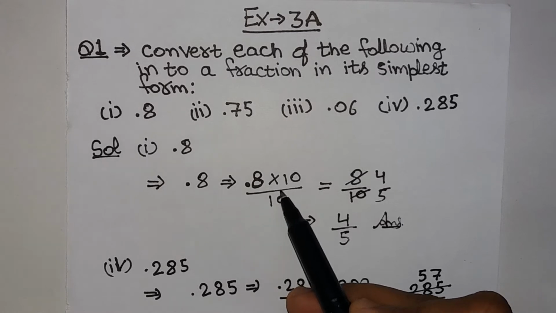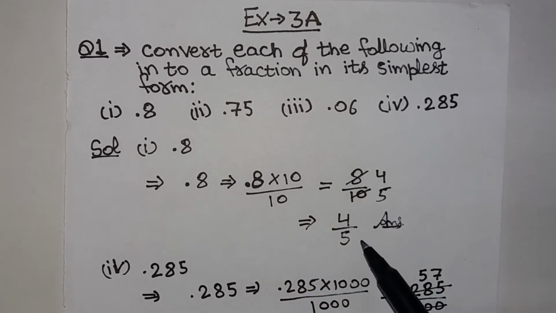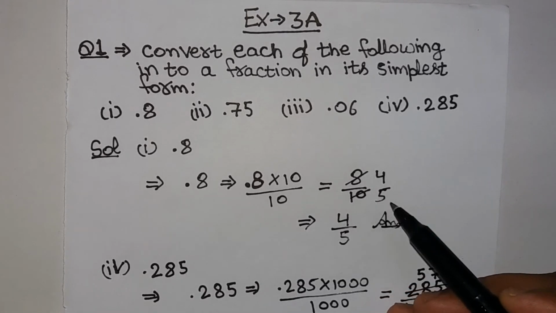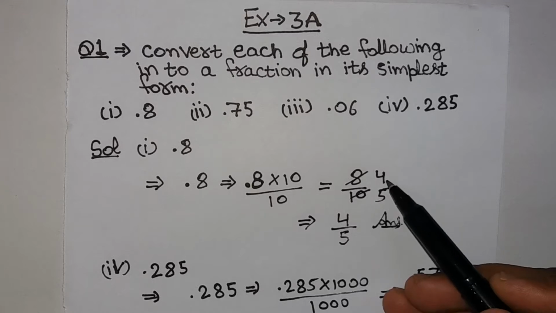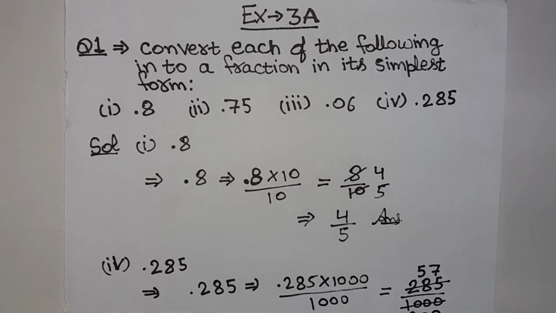When 0.8 is multiplied by 10, it will be 8. So 8 upon 10. Cancelling it by 2, 2 fours are 8 and 2 fives are 10. That means 4 upon 5. So 4 upon 5 is the answer.